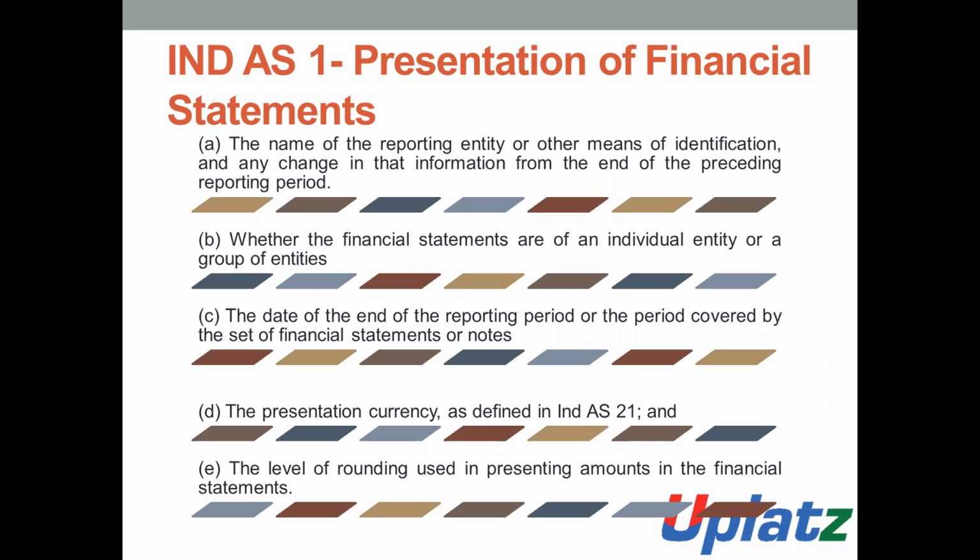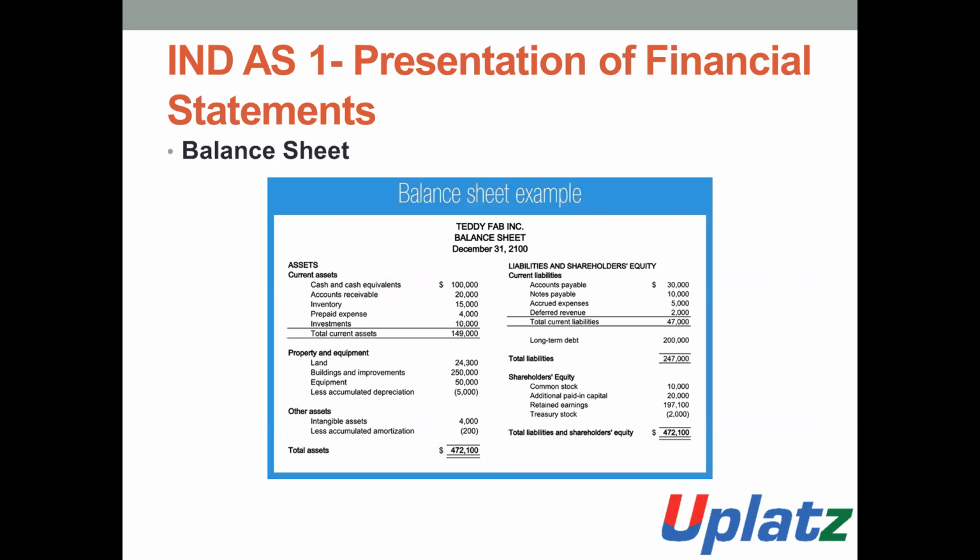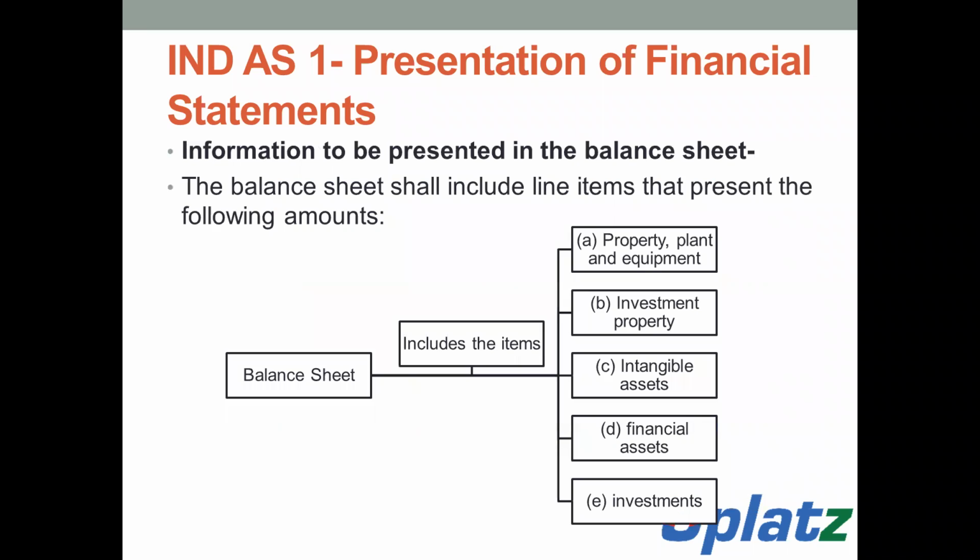The following information will be disclosed. Balance sheet. What is the meaning of the balance sheet and what is the content of the balance sheet? Information to be presented in the balance sheet. What are the items which are included in the balance sheet? The balance sheet shall include line items that present the following amounts. That is, the balance sheet includes the following items.